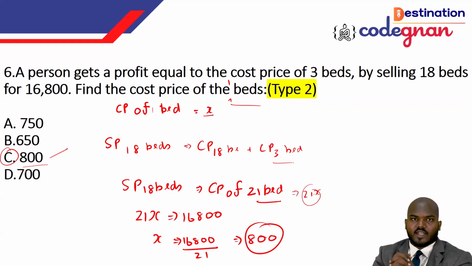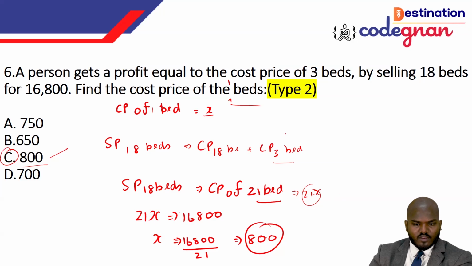Only then can you understand it. Why are we taking three beds there? The person is getting a profit equal to the cost price of 3 beds by selling 18 beds. That's what they have given in this problem. So the profit is equal to the cost price of the 3 beds.